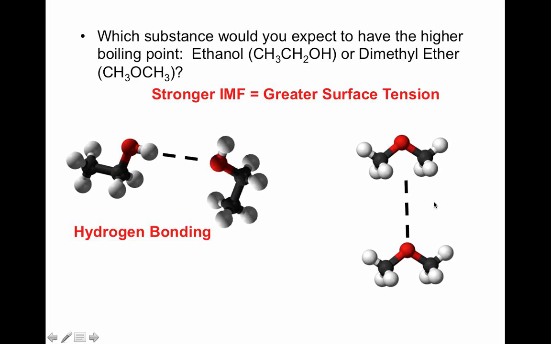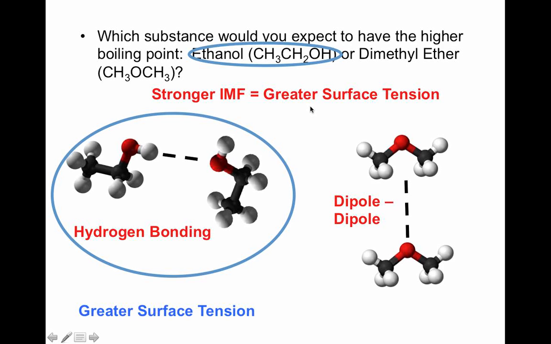In dimethyl ether, I do have hydrogens and oxygens, but because the hydrogens are not covalently bonded to the oxygen, I don't get hydrogen bonding. So the strongest intermolecular force in dimethyl ether is dipole-dipole interaction. Hydrogen bonding is stronger than dipole-dipole interaction. So ethanol has stronger intermolecular forces than dimethyl ether, and I would expect that it has the greater surface tension.